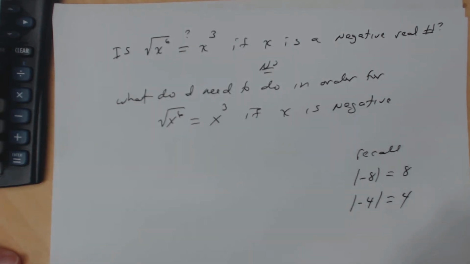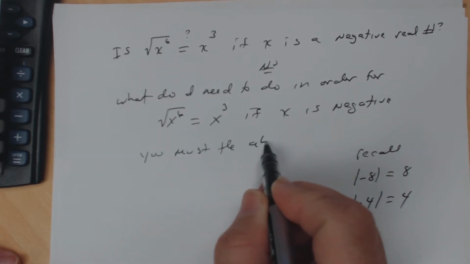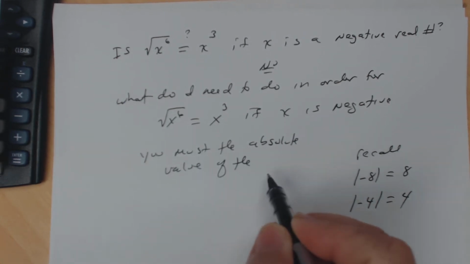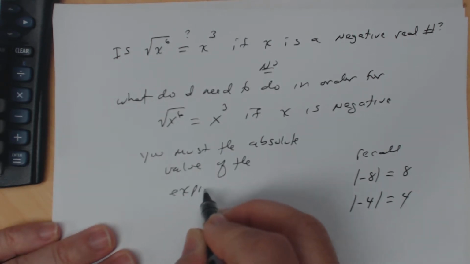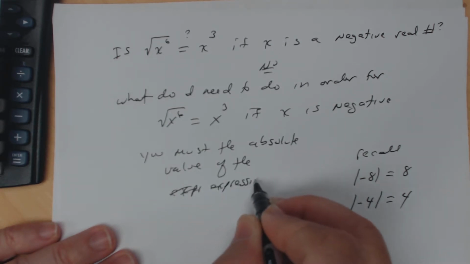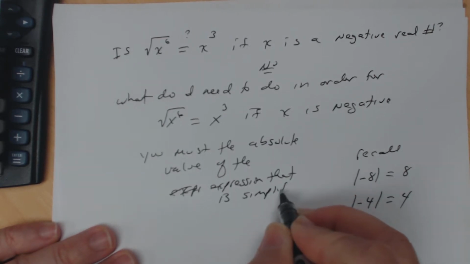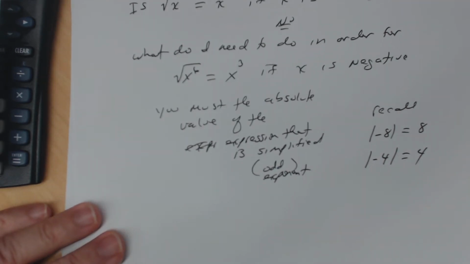If x is negative, you must take the absolute value of the expression, or maybe I should say of the simplified expression, the one that has the odd exponent. So here's going to be your answer.